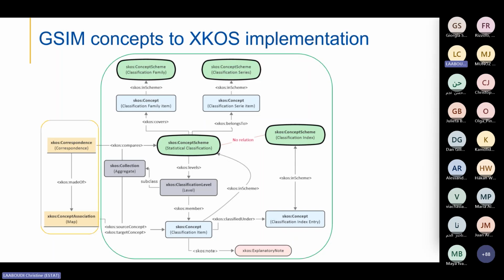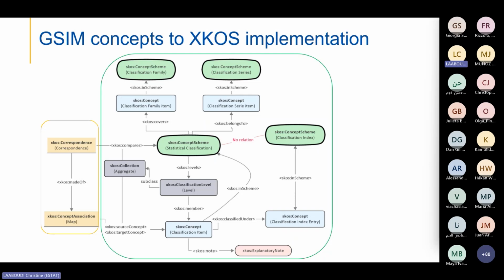So in green, we have the scheme, what Dan called the conceptual domain. So as a concept scheme, we have the statistical classification, but also the classification family, the classification series, and the index, because each scheme contains concepts. What we call a concept in SKOS is in fact the classification item. And the concepts are represented in blue.